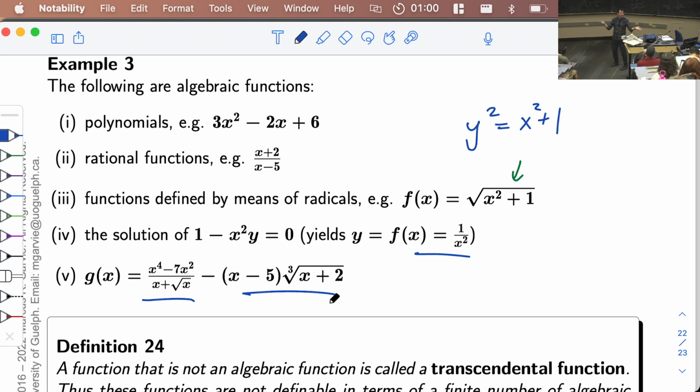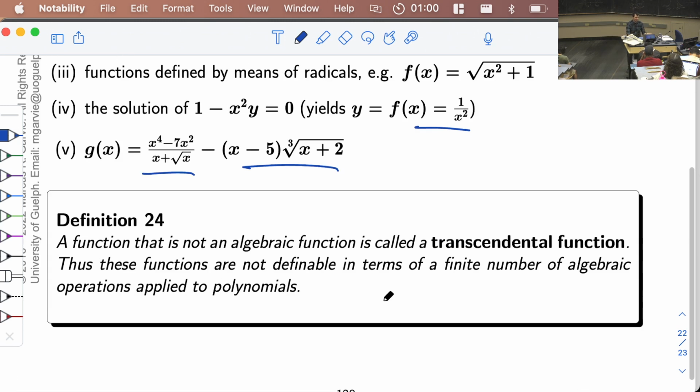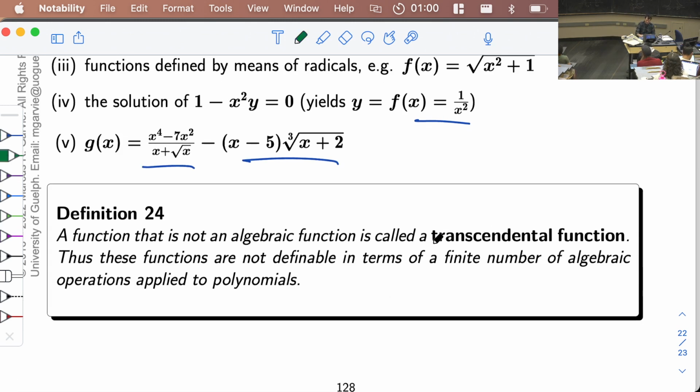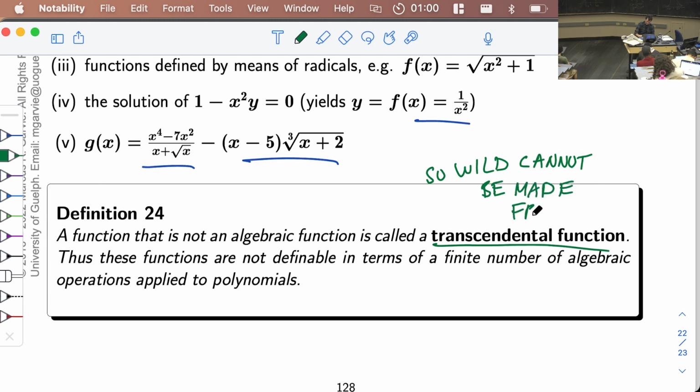Who cares? Why would I invent this thing, algebraic functions? Well, the interesting thing about algebraic functions is that not every function is algebraic. There are functions out there that are so crazy that no matter how many times you stick together polynomials and divide them and add them, you will never, ever make that function. These are called the transcendental functions. And these functions are so wild, they cannot be made from polynomials.